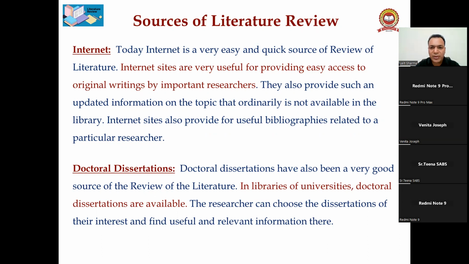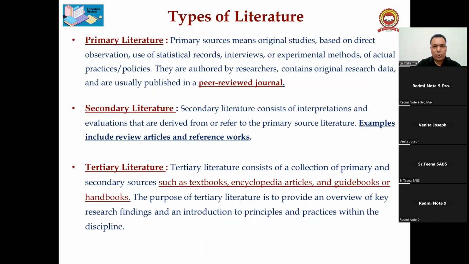In libraries of universities, doctoral dissertations are available. Even on the internet also, you can get it. The researchers can choose the dissertations of their interest and find useful and relevant information there. Right, guys? Okay. Then, the last subtopic is the types of literature.